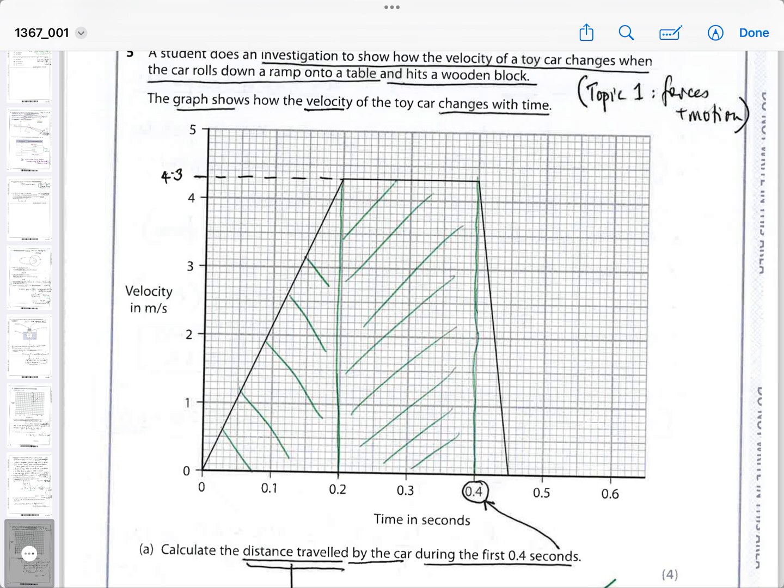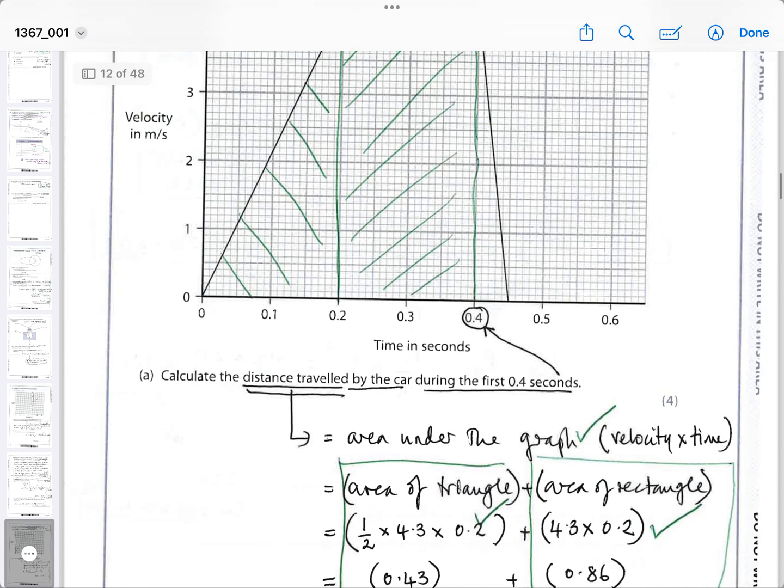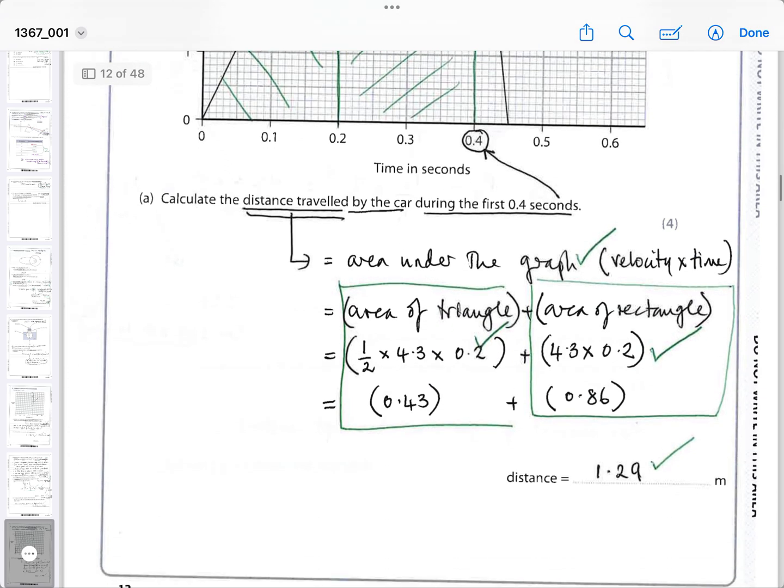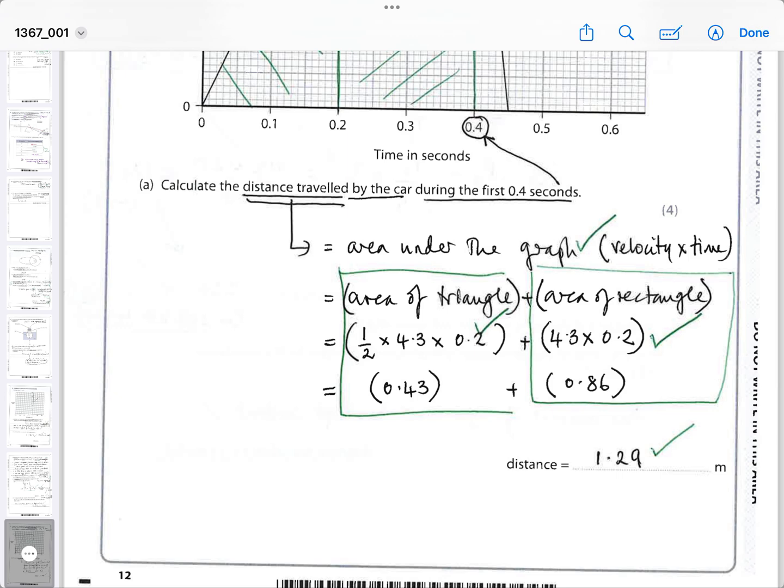decelerates. Now, the distance traveled from a velocity time graph is the shaded area. It's the area under the graph. So there's an area of a triangle and an area of a rectangle, and you've got to work them both out. So the area under the graph for the triangle would be half of the maximum speed times the time, which is 0.2 seconds. That gives you 0.43. And obviously the rectangle is twice the area of the triangle, so it would just be constant speed times the time taken, which is 0.86. Add them up, you get 1.29.